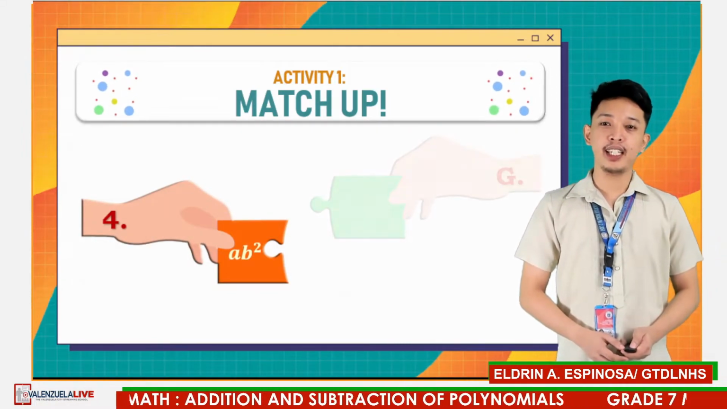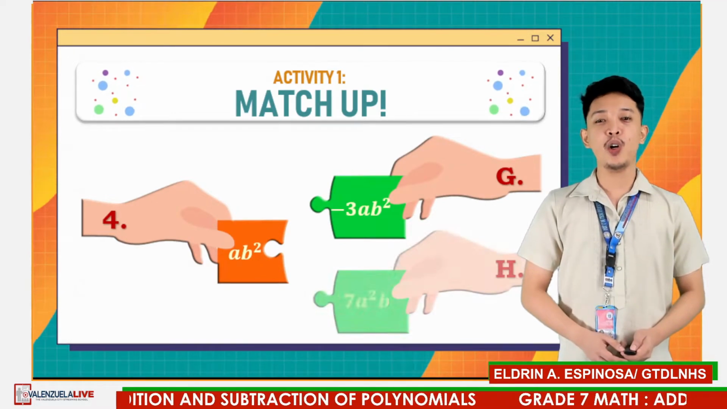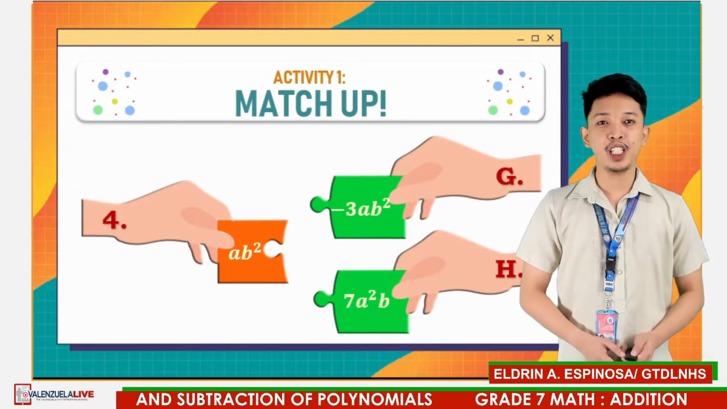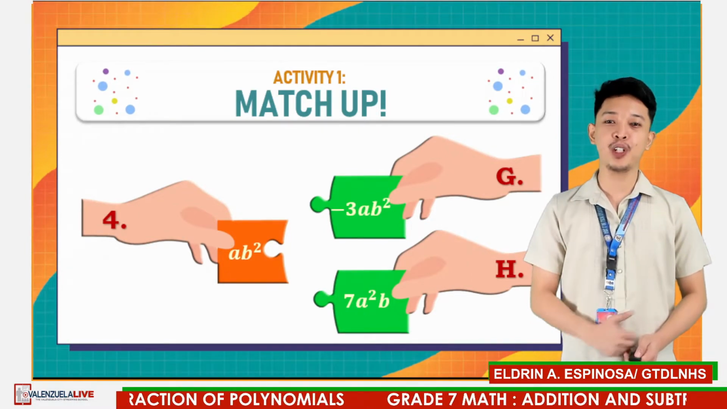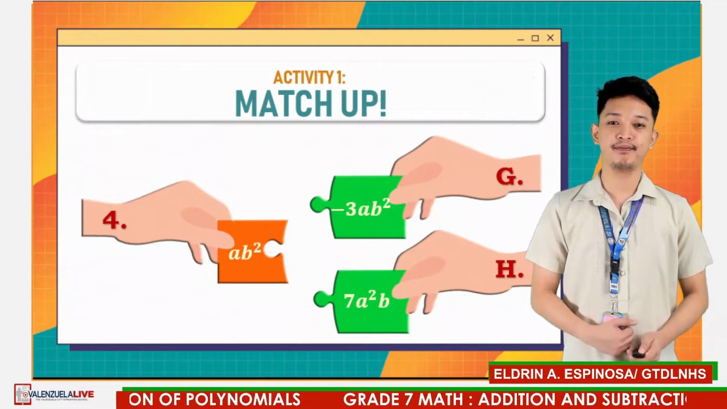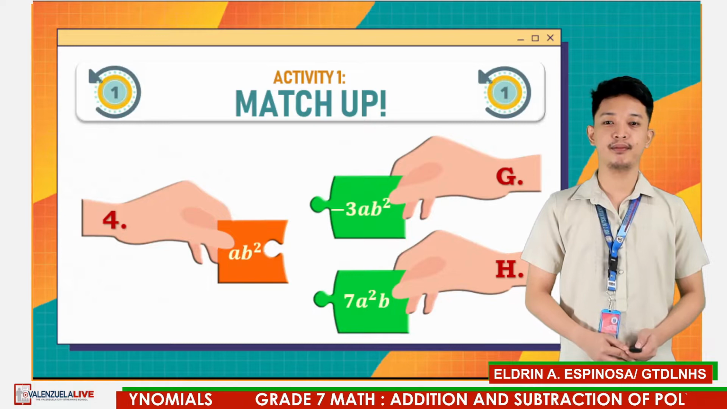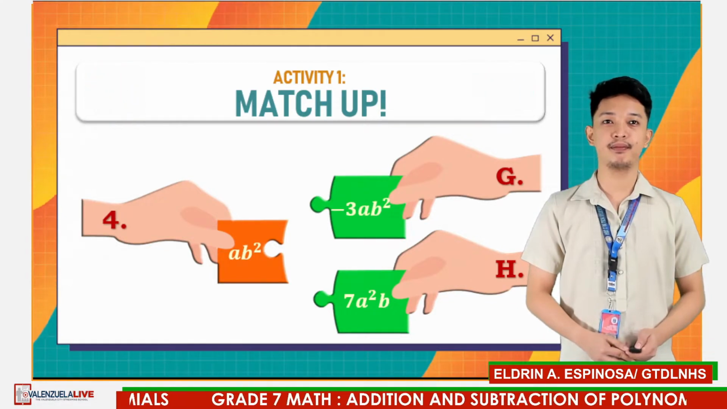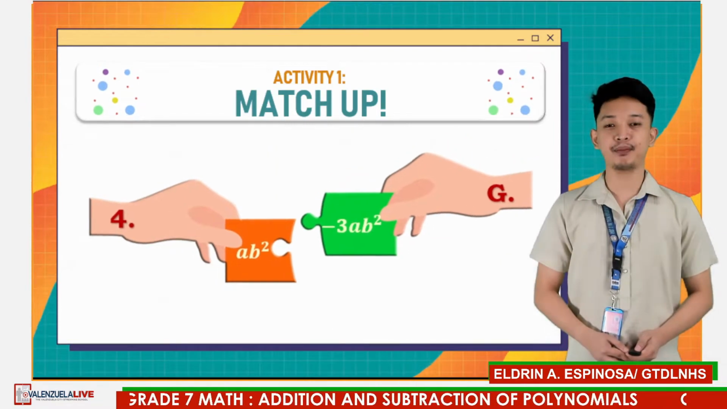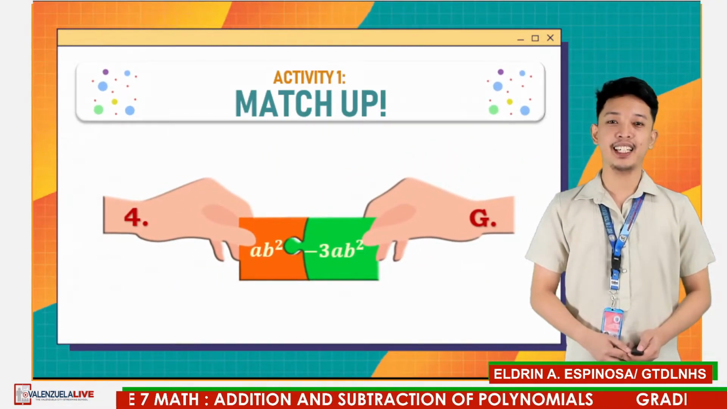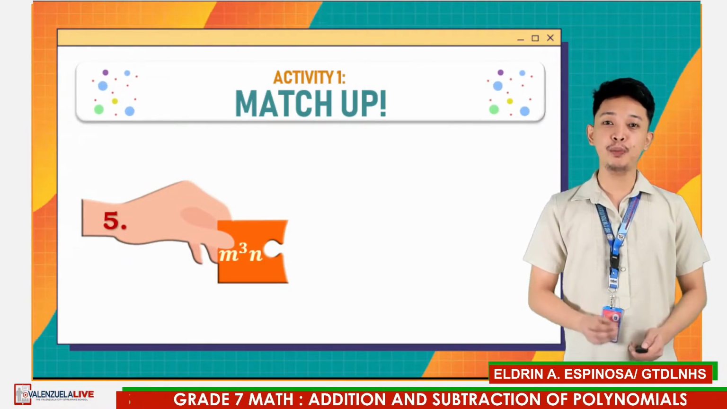AB squared. Is it letter G, negative 3AB squared? Or is it letter H, positive 7A squared B? 5 seconds, go! Very good. The correct answer is letter G.